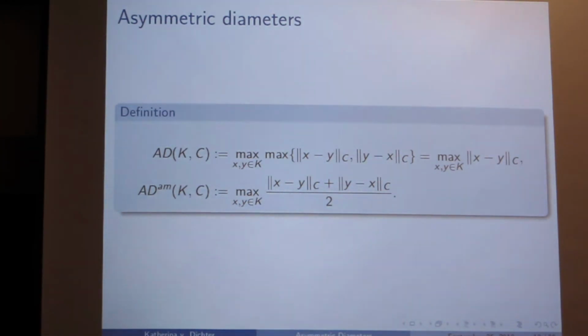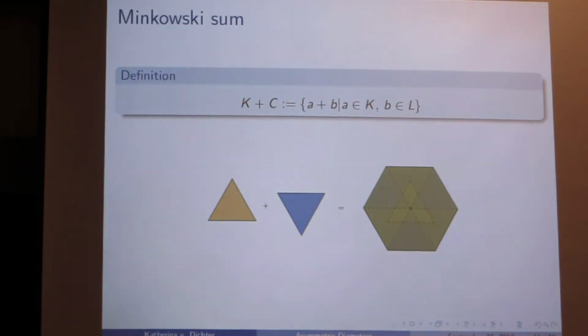But one can think that if you consider the maximum distance, it is not accurate for some problems. And instead of taking the maximum distance from one to the other, you can take the average of them. And this is why we take the arithmetic mean of these 2 gauge functions. So we have now 2 different asymmetric diameters and the ultrasymmetric diameters. And now we want to relate them.